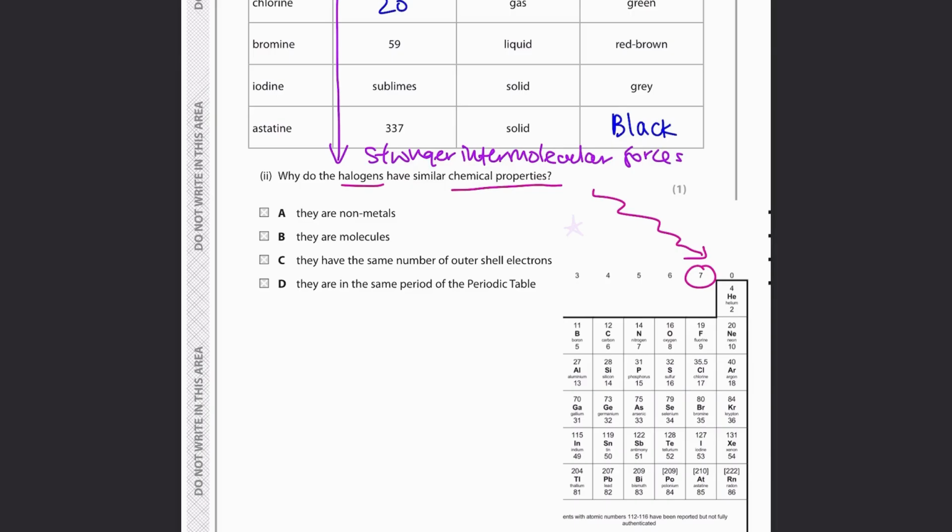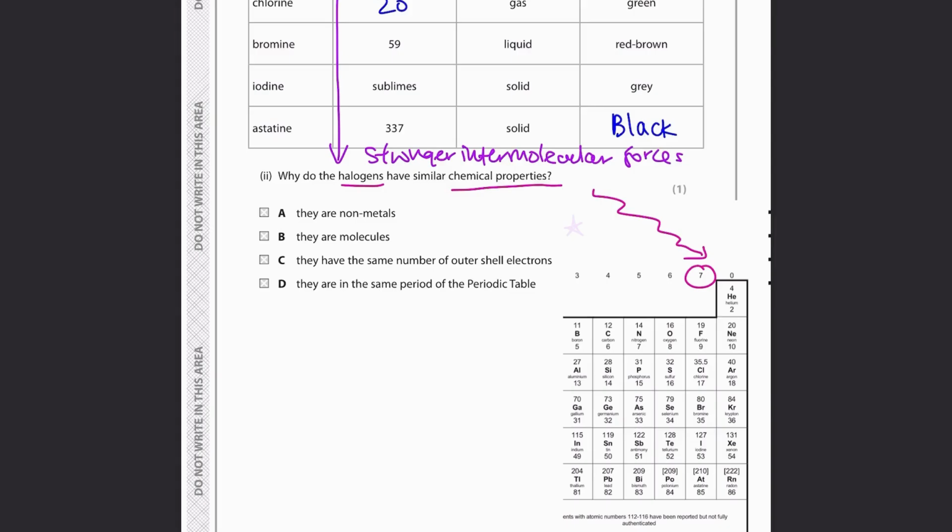What do we know about group number? Group number is equal to the number of electrons in the outer shell. Why is that a chemical property? Because think about it. The number of electrons in the outer shell dictates how you react, how you behave chemically, how you gain or lose electrons.